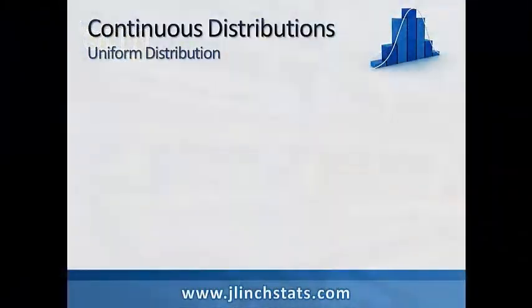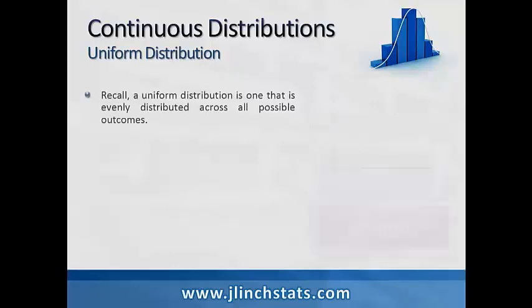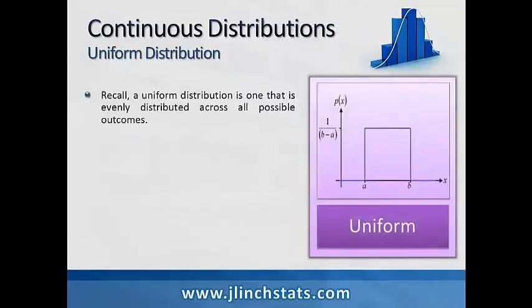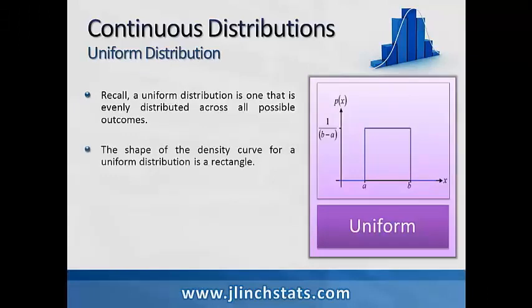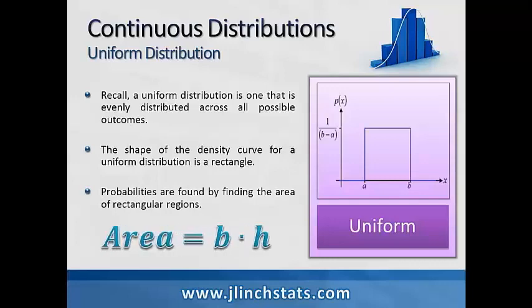Now, this leads us to uniform distributions. We talked earlier about uniform distributions, and now we're going to go into more detail. Recall that a uniform distribution is one that is evenly distributed across all possible outcomes. The shape of the density curve for a uniform distribution is a rectangle, and the probabilities are found by finding the area of rectangular regions.